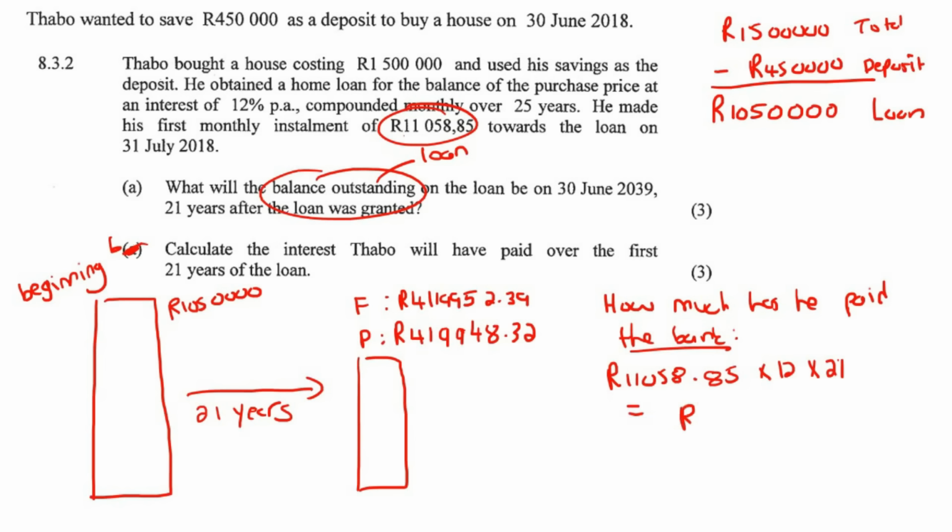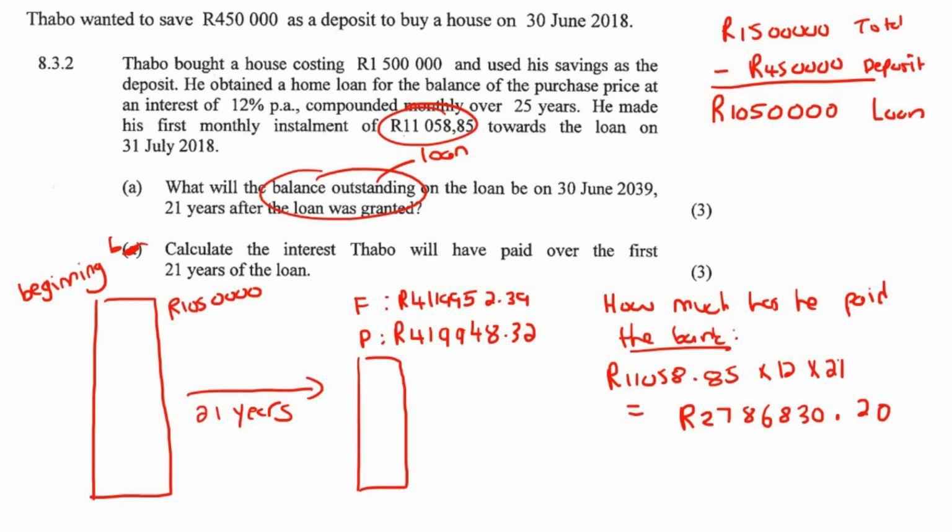Okay, so he's paid the bank over 2 million rand. Some of you are like, Kevin, why would he pay over 2 million rand when the loan's only that amount? Guys, when the bank gives you money, they make you pay back a lot more. That is because of interest. That's the interest. So this is how much money Tabo has paid.